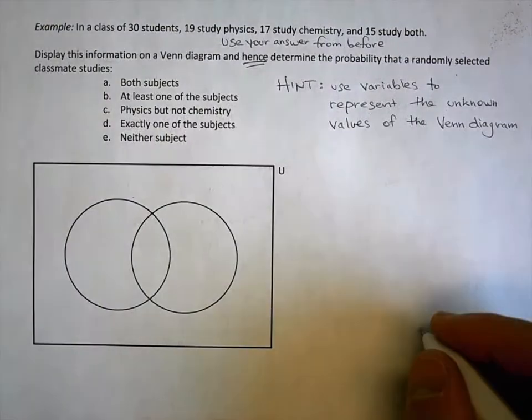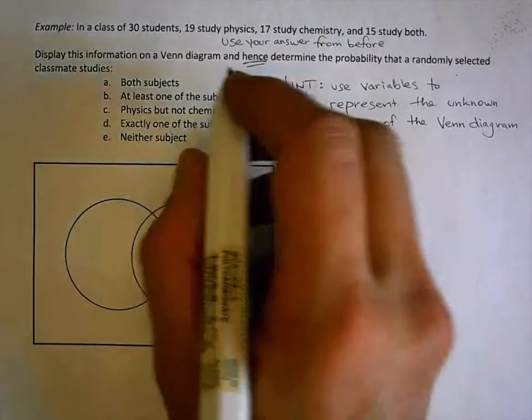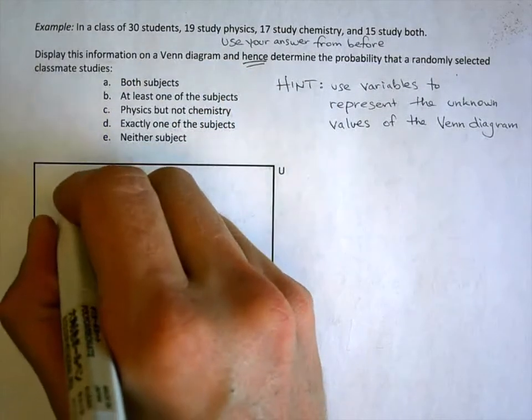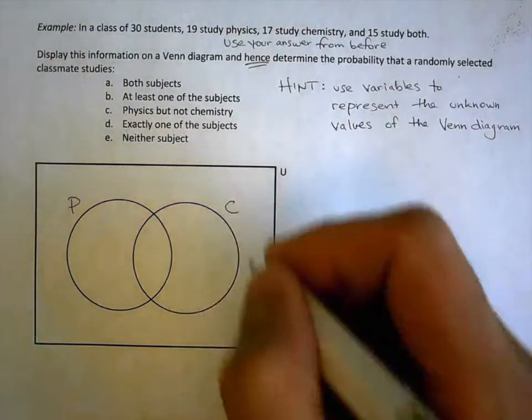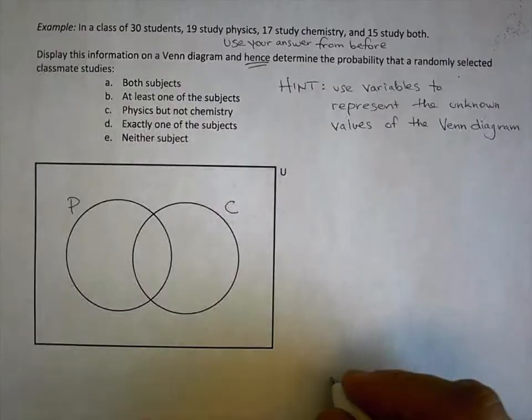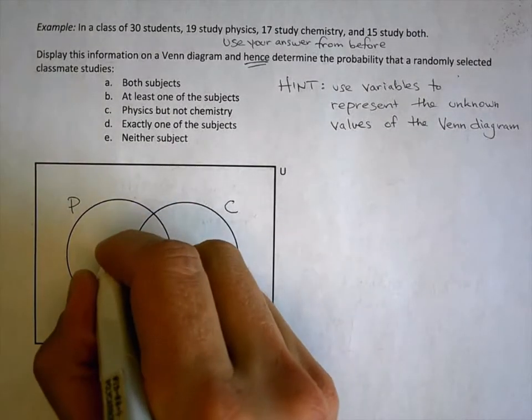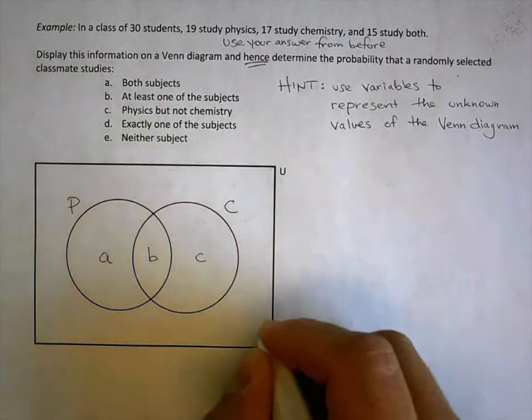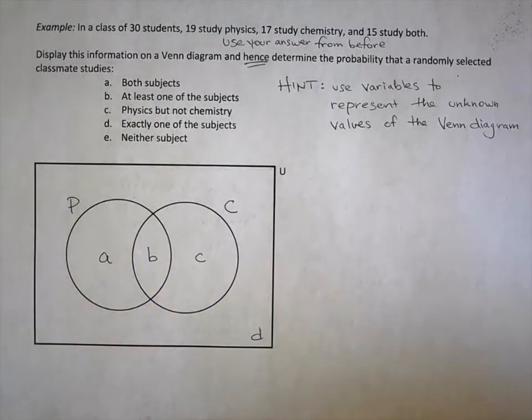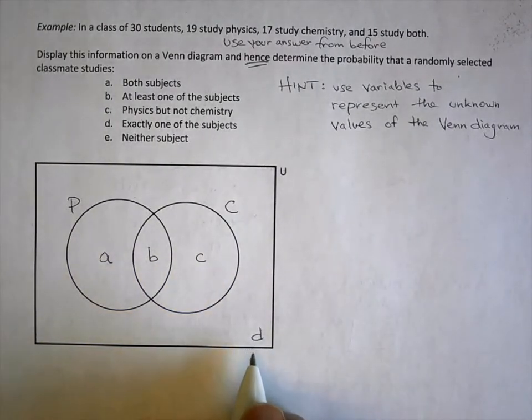Watch how I do this. So I have my two events. Students studying physics, I'm going to use P. Students studying chemistry, I have C. So I know there's a number that goes here, here, and here. I'm going to label these numbers A, B, C, and I actually need to know how many are not in either, so that's D.